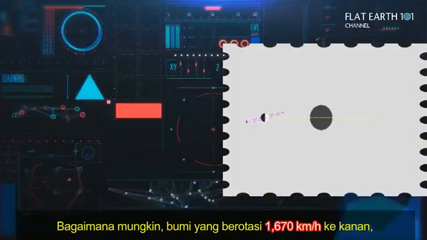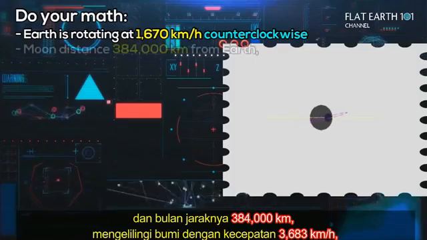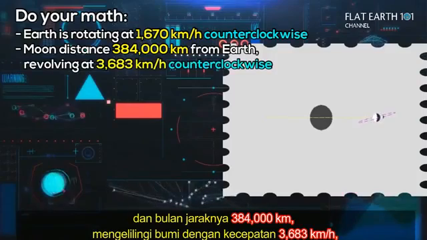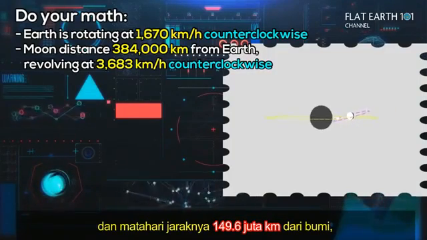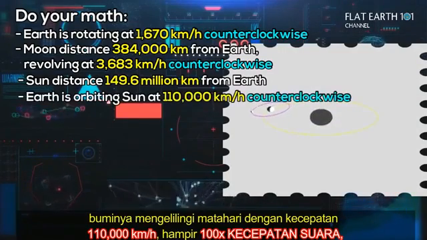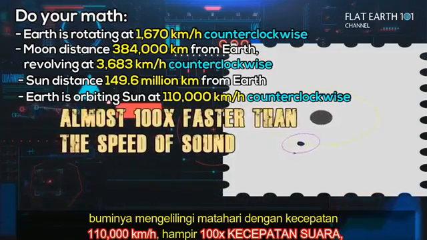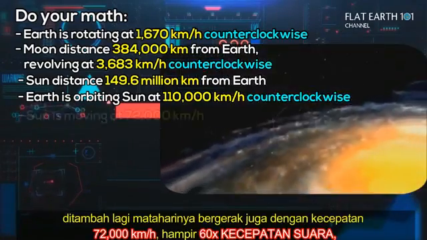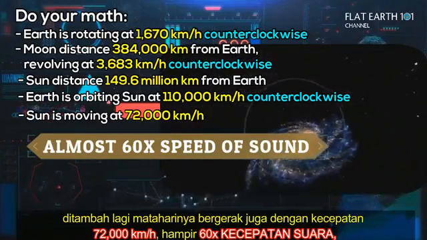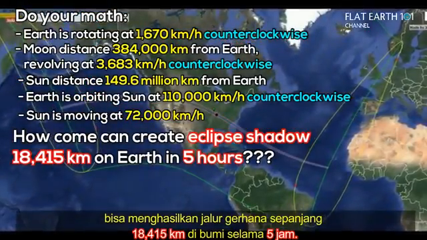How come the Earth that's rotating 1,670 kilometers per hour to your right, and the Moon that is 384,000 kilometers away, orbiting the Earth at 3,683 kilometers per hour, and the Sun that is 149.6 million kilometers from the Earth, while the Earth is orbiting the Sun at 110,000 kilometers per hour, almost 100 times faster than the speed of sound. Plus, the Sun is also moving at 72,000 km per hour, almost 60 times faster than the speed of sound, can create an eclipse shadow 18,415 kilometers on Earth within 5 hours.